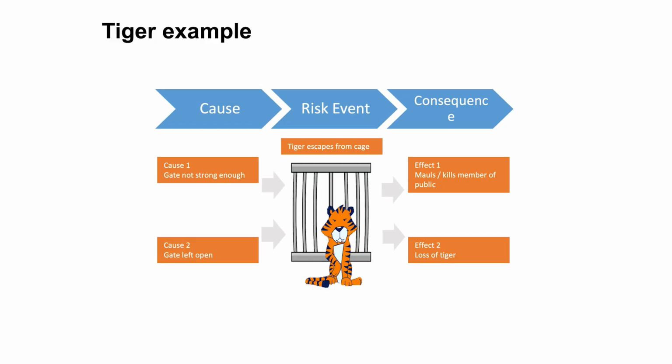The tiger example, some of you will have seen this before. We're building up a bow tie here in effect. So the risk event is the tiger escapes from the cage. Why might that tiger escape from the cage? The gate isn't strong enough, the gate is left open. What happens if the gate is left open? The tiger kills or mauls a member of the public, and we might have to shoot the tiger.